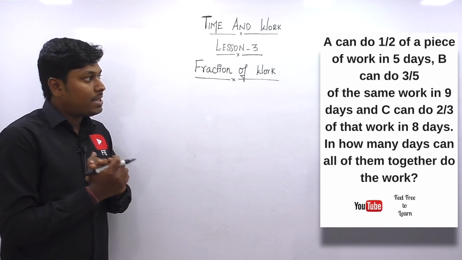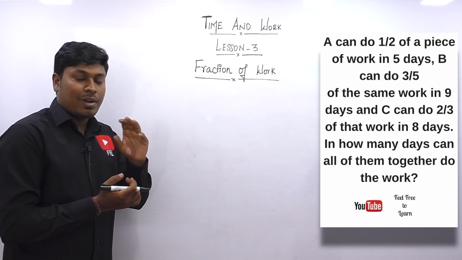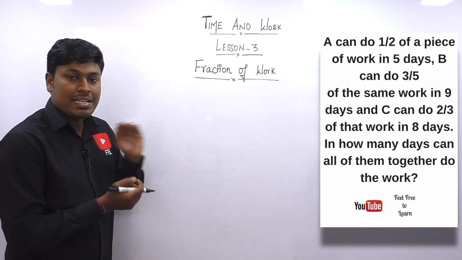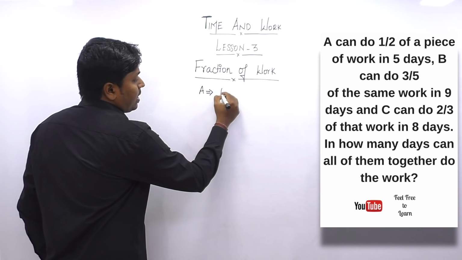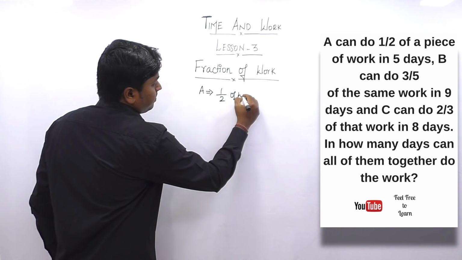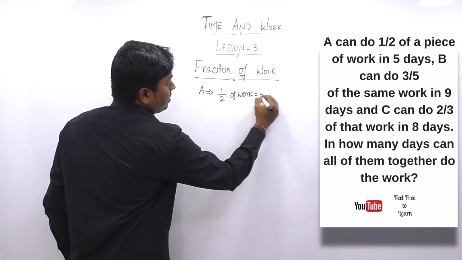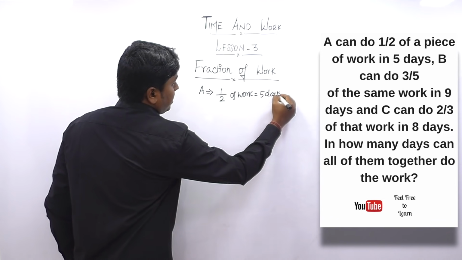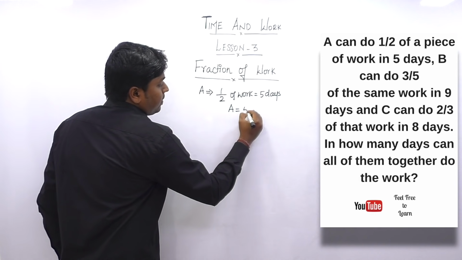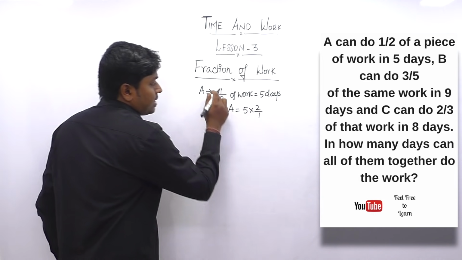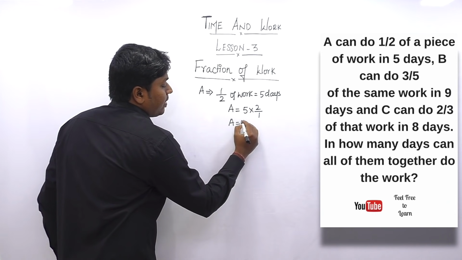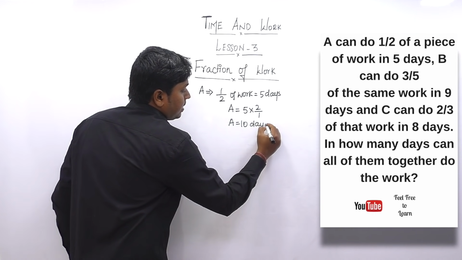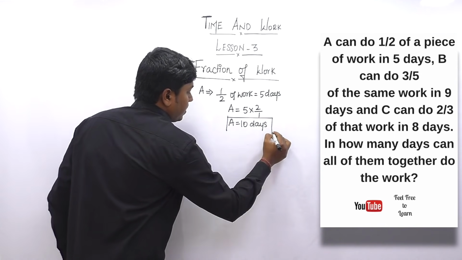A simple question, right? So first point is A does 1 by 2 of the work in how many days? 5 days. So we can say that A alone took 5 into 2 by 1, because the reciprocal of 1 by 2 will be 2 by 1. So this can be written as A equal to 10 days. So A alone takes 10 days to complete a work.